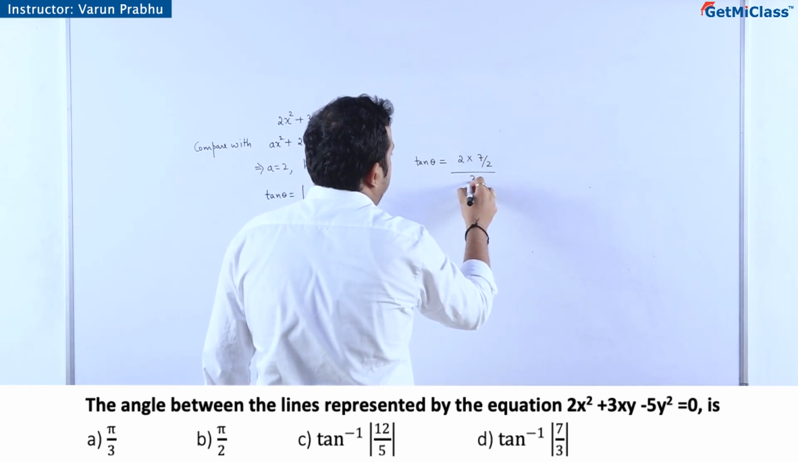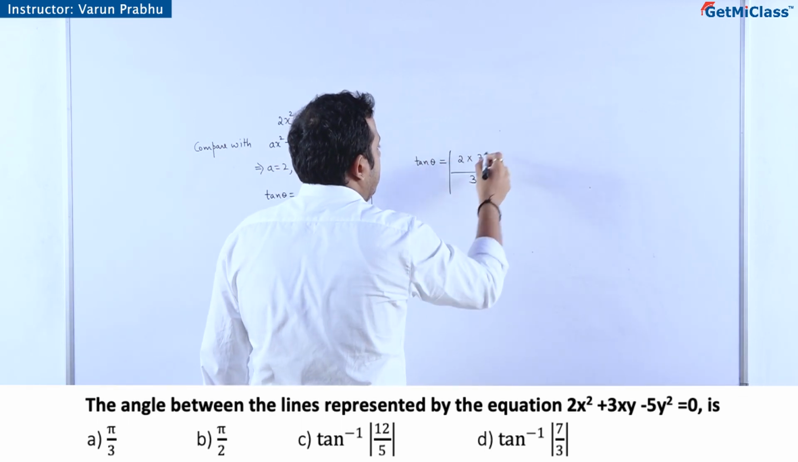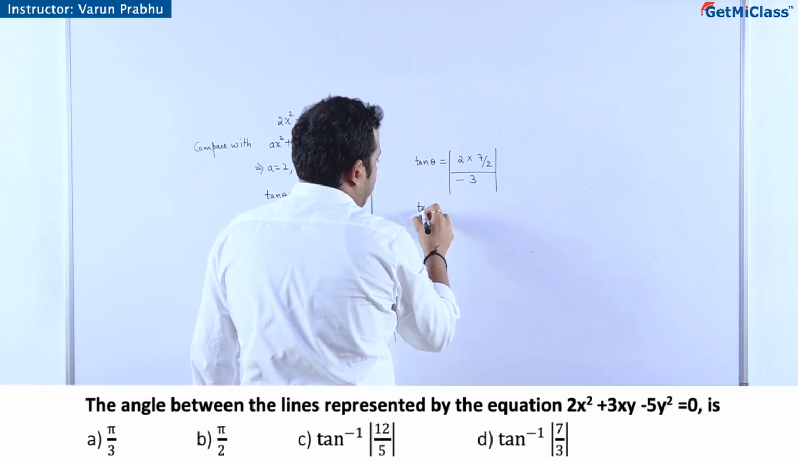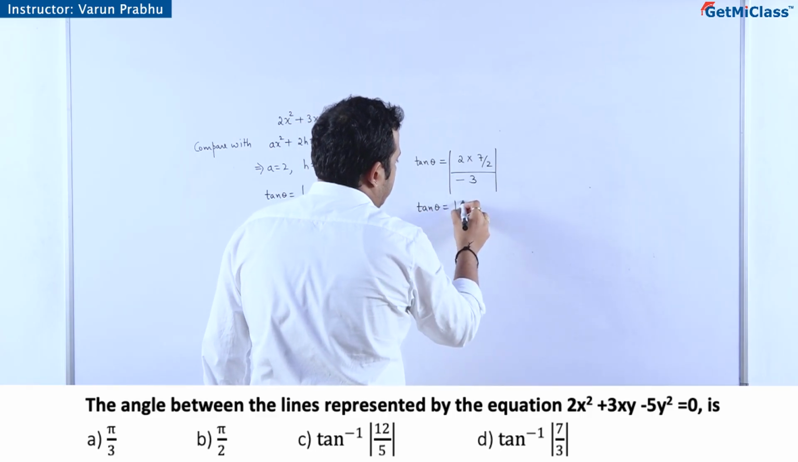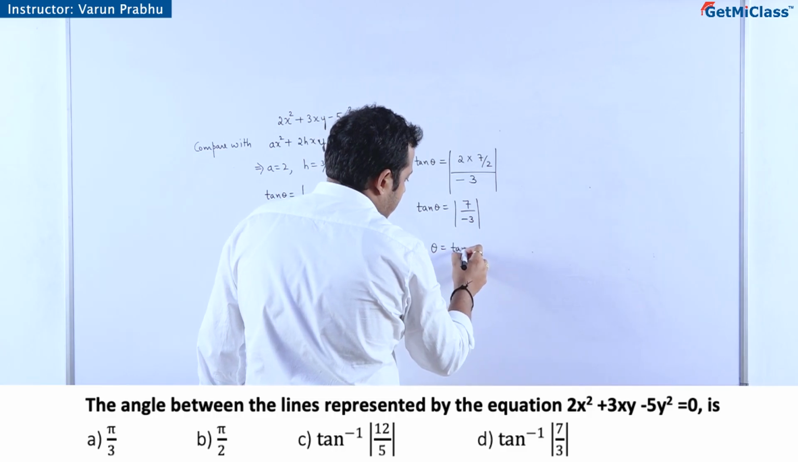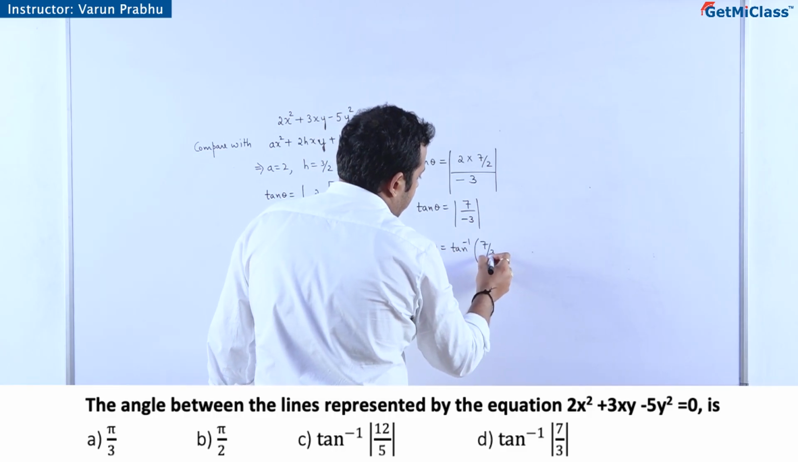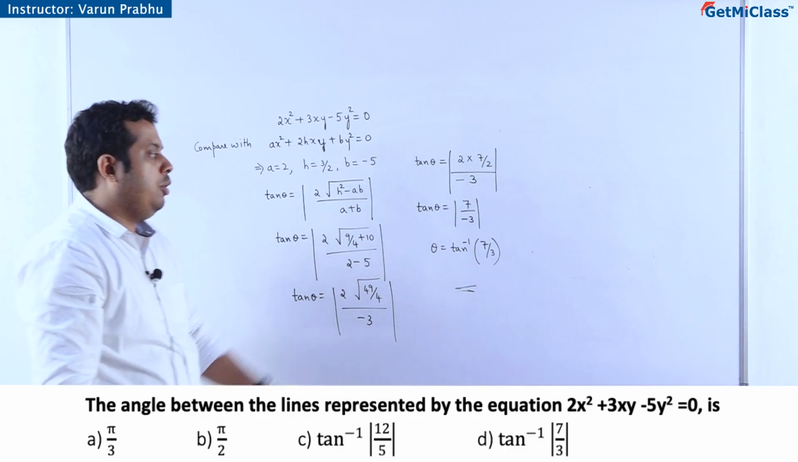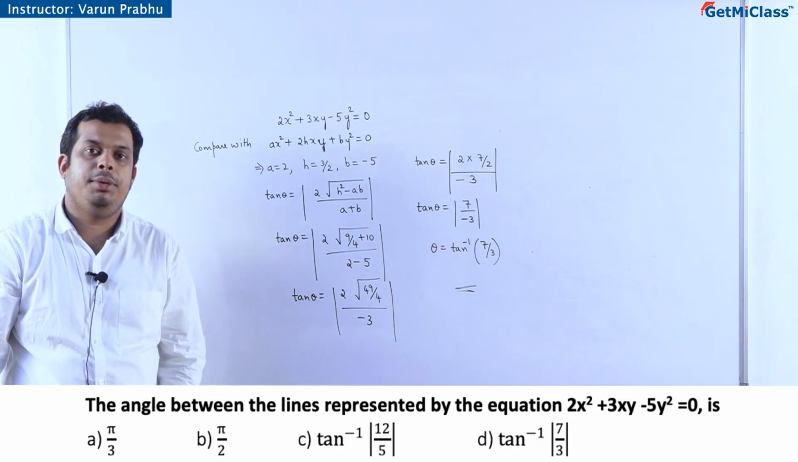Minus 3, when you take out of the modulus, it will be considered as plus only. So, tan theta is equal to modulus of 7 divided by minus 3. So, I can say theta is equal to tan inverse of, because it is an acute angle, you leave the minus sign because we have put the modulus, theta is equal to tan inverse of 7 by 3 is the answer.